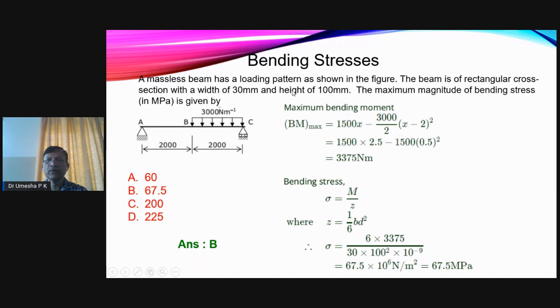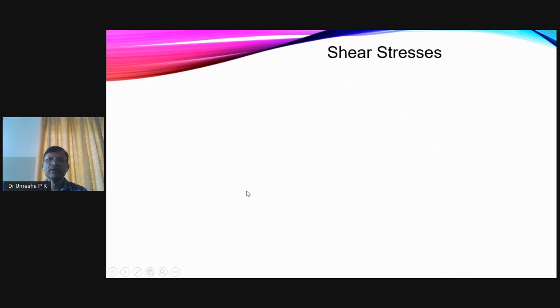The important thing here is how to calculate the maximum moment. For that, you have to calculate the reactions and write the equation for bending moment in terms of x. Then differentiate it, get the x value and substitute it to get the maximum bending moment. That is the first one.